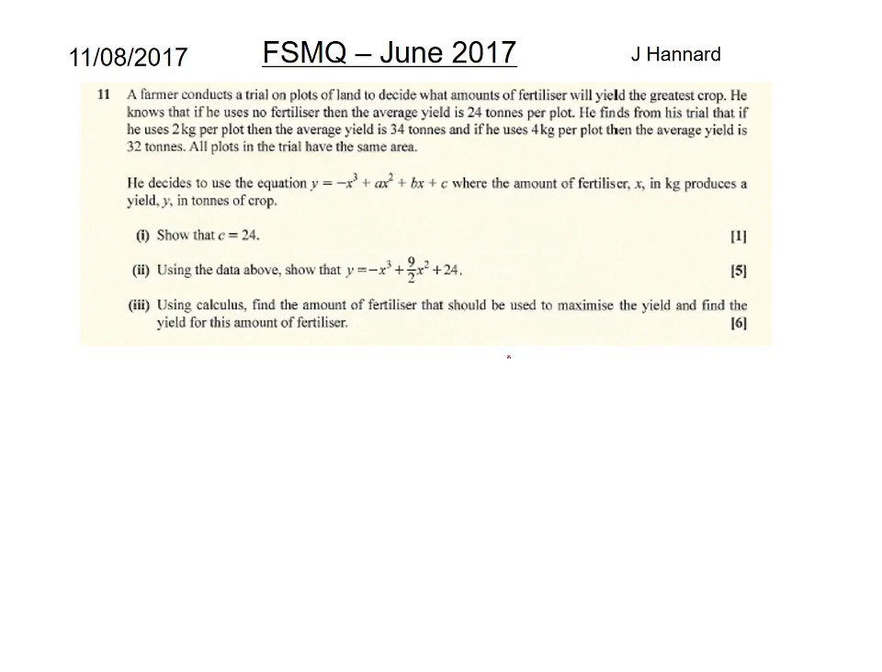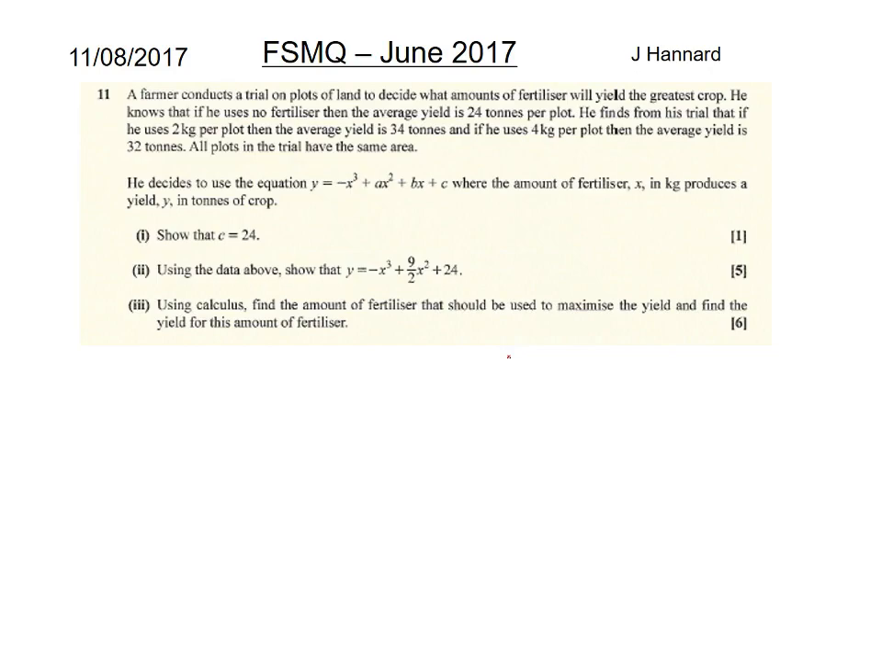He finds from his trial that if he uses 2 kilograms per plot, then the average yield is 34, and if he uses 4 kilograms, he gets 32. All the plots in the trial have the same area. So he uses some weird equation, and we have to show that C is 24.